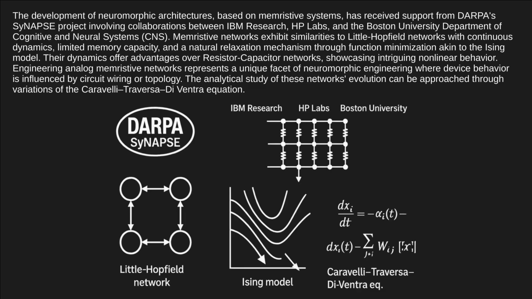The development of neuromorphic architectures based on memristive systems has received support from DARPA's Synapse project, involving collaborations between IBM Research, HP Labs, and the Boston University Department of Cognitive and Neural Systems, CNS. Memristive networks exhibit similarities to Little Hopfield networks with continuous dynamics, limited memory capacity, and a natural relaxation mechanism through function minimization akin to the Ising model.